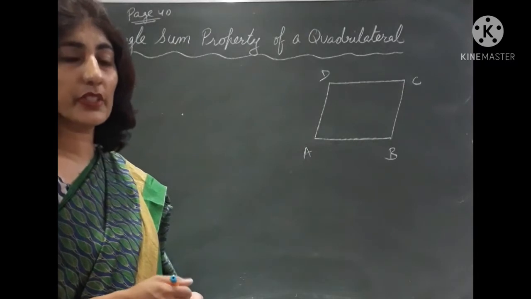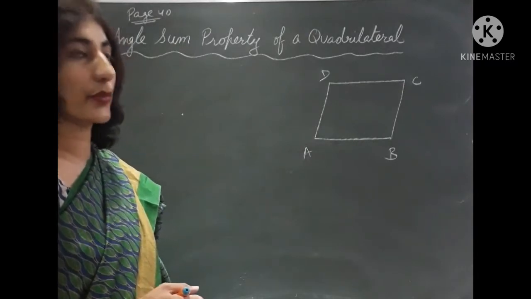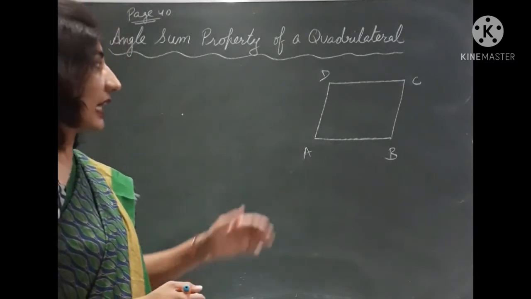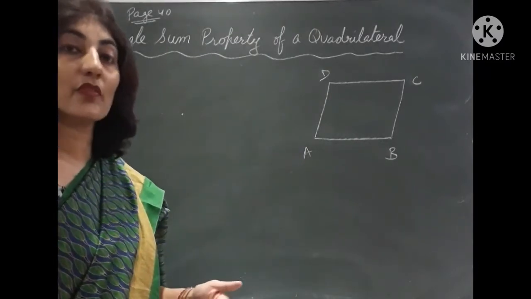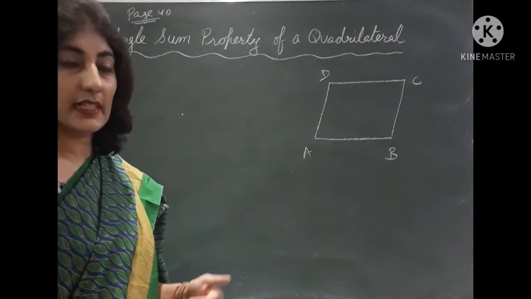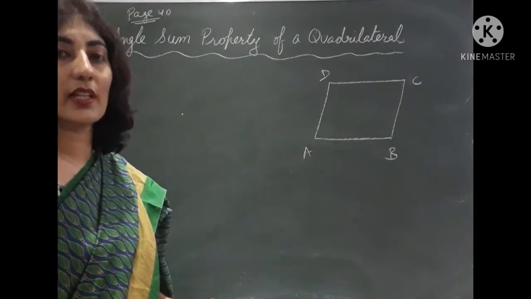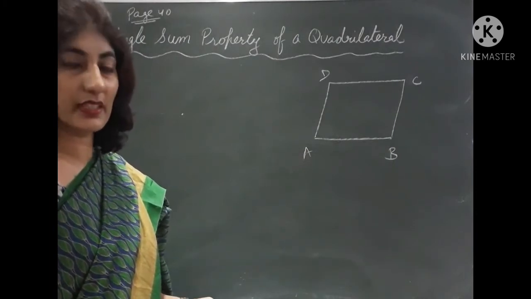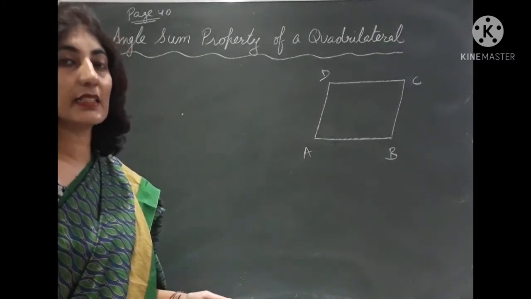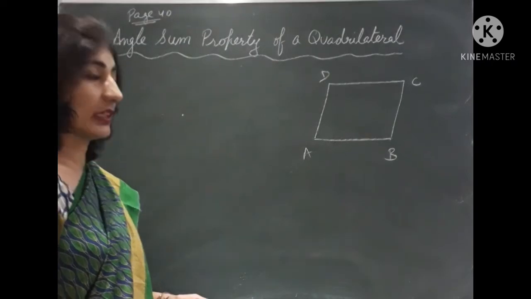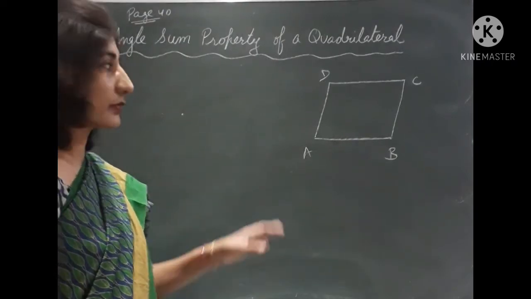Now we are going to talk about the angle sum property of a quadrilateral. I have drawn here a quadrilateral ABCD. We have to find what is the sum of all angles of the quadrilateral. Like last year we have done, the sum of all angles of a triangle is 180 degrees. That is the angle sum property of a triangle. This year we will study the angle sum property of a quadrilateral. The proof is not in your syllabus. I am just explaining it to you.